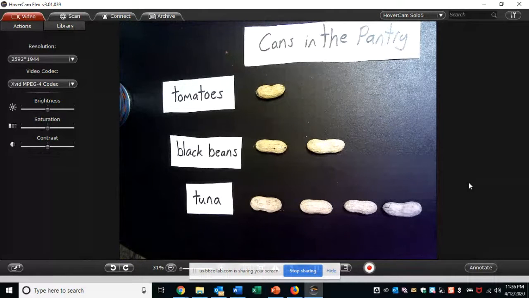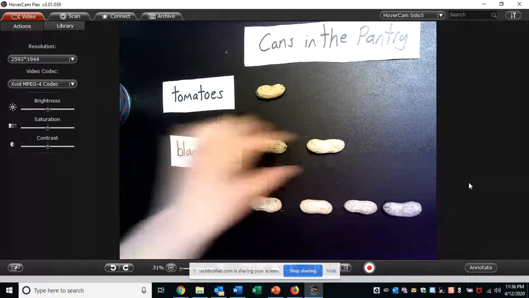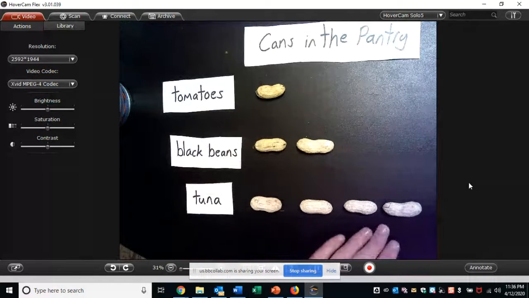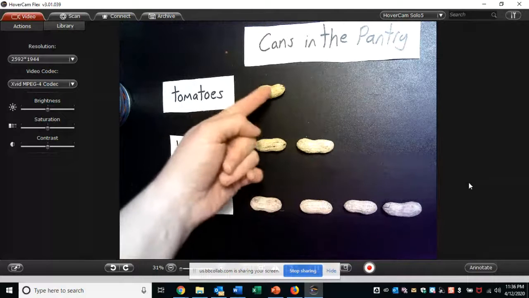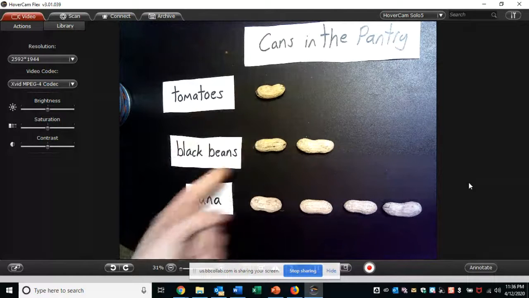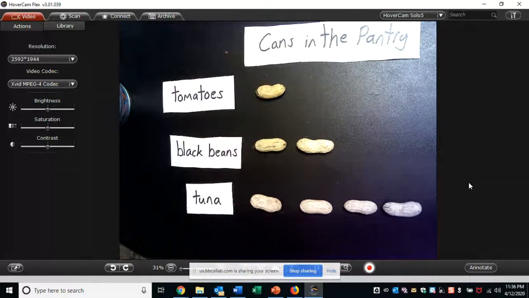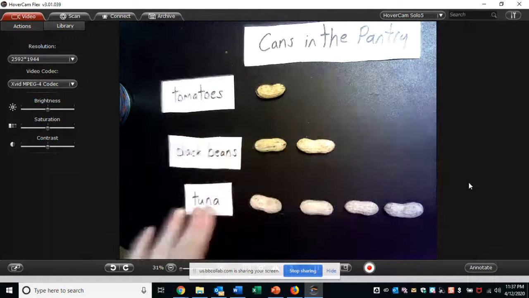So this is another way to make an object graph to show the same information as when I had those cans lined up. And we can do the same kind of thing. We can see, make sure they're all lined up. We can see that tuna is the greatest. Tomatoes are the least. There's more black beans than there are tomatoes. There's fewer tomatoes than there are tuna. All those different comparisons we could do with the cans, we could do with the peanuts too.